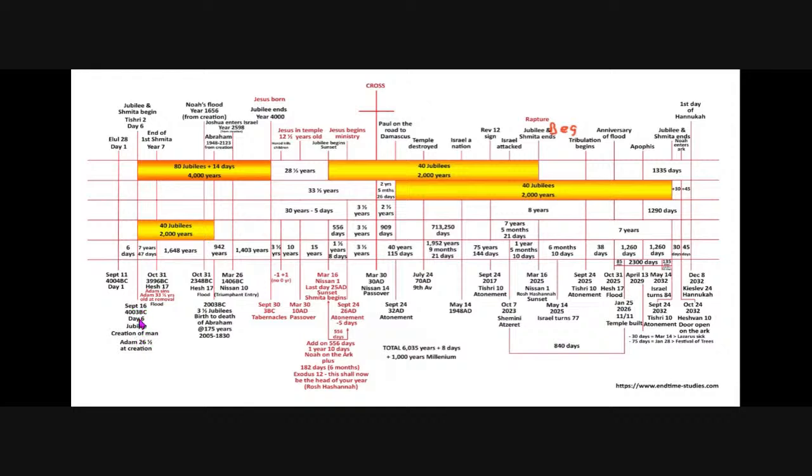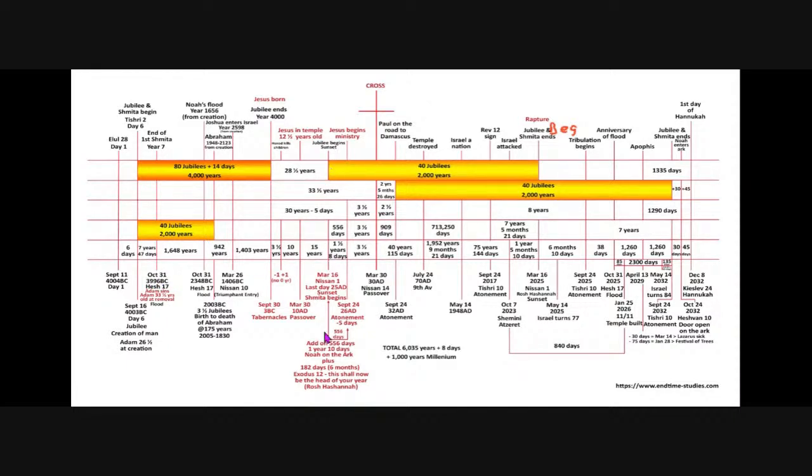47 days after, 7 years and 47 days after the creation of man, to when mankind sinned on Halloween. He sinned on Halloween, October the 31st, November the 1st. This is the same day the flood began. This is the same day that we view now as Halloween.